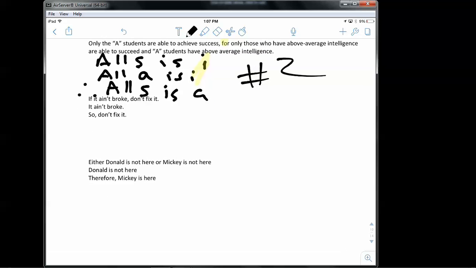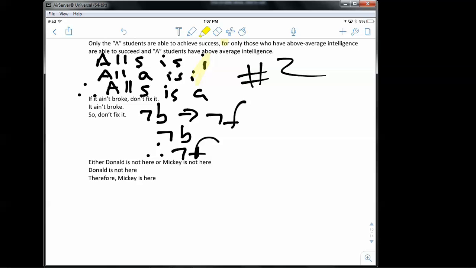All right. If it ain't broke, don't fix it. It ain't broke, so don't fix it. Of course, these are hypotheticals. If it ain't broke, if not B, then not F. It's not B, therefore not F. And that is valid. This is modus ponens. Notice what we have here. Not B is the antecedent, right? So that whole thing is the antecedent, and not F is the consequent, right? So it's not like you're negating something. You're actually affirming the antecedent.